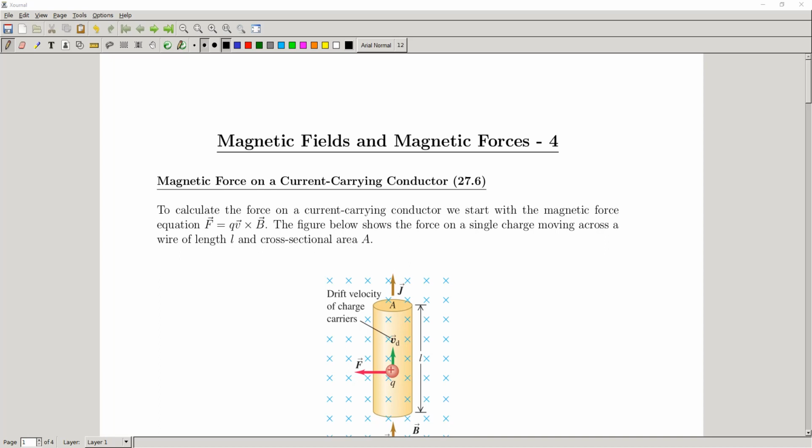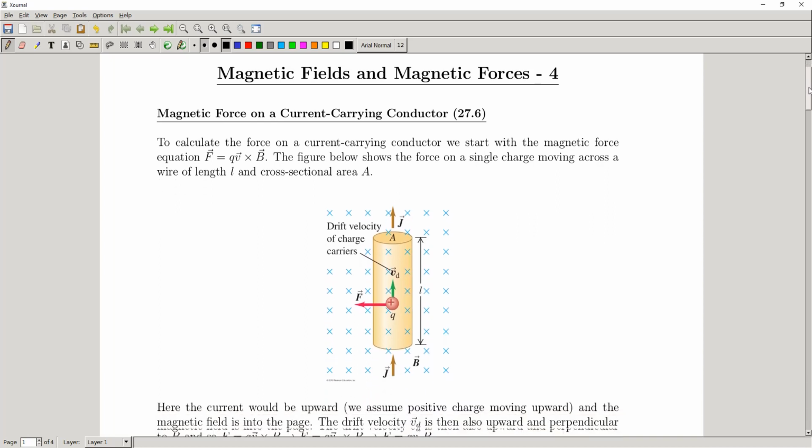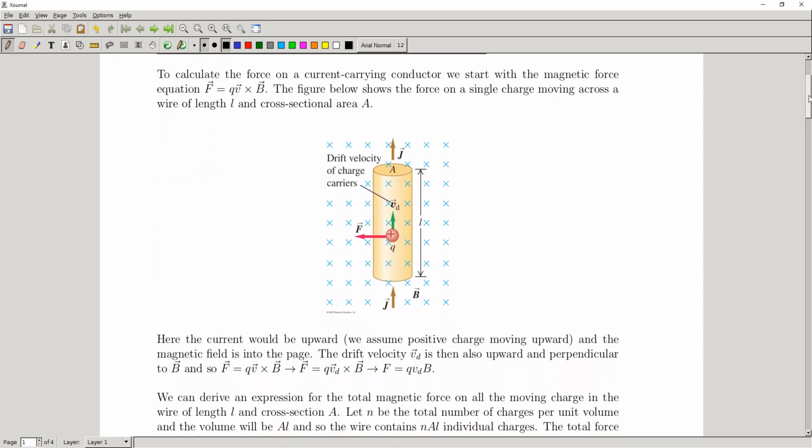So to calculate the force on a current carrying conductor, we're going to start by looking at our magnetic force equation, right? Remember the equation that we talked about a couple of videos ago and have been using on and off. The figure below is going to show us how a single charge moving across a wire of length L that has cross-sectional area A would experience force, right? And this is just an application of that equation.